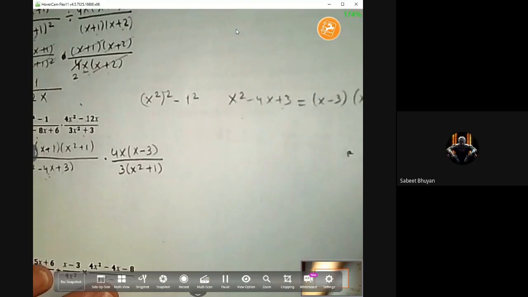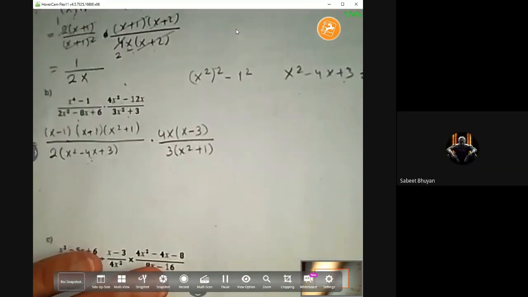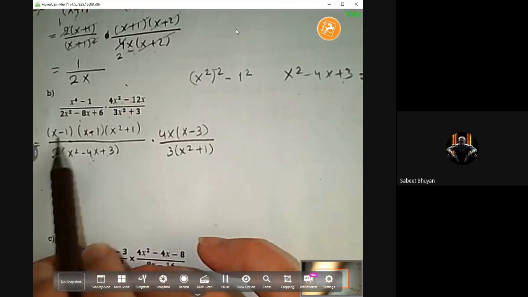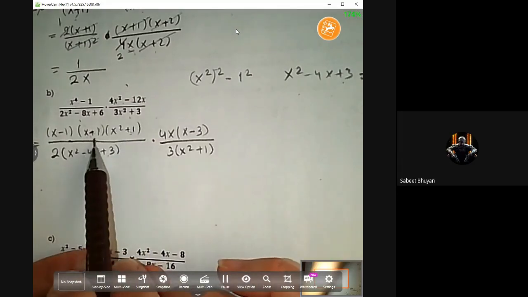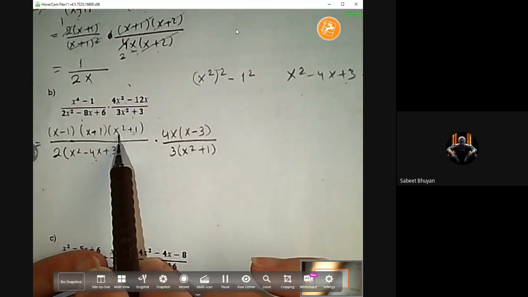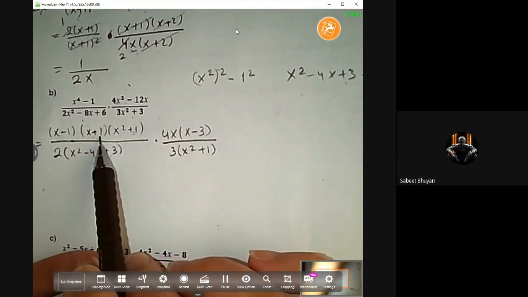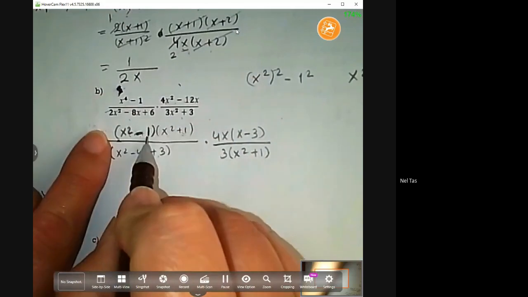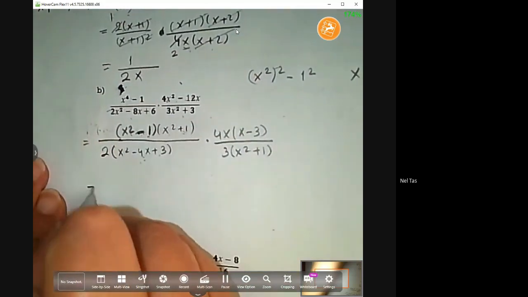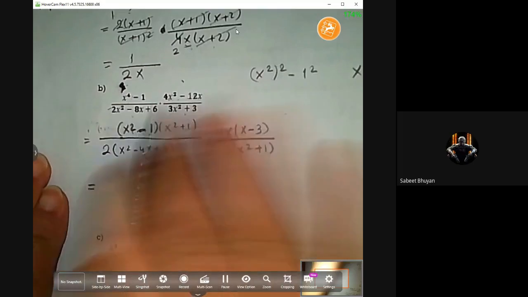Wait, Miss Taz, I have a question. Yeah. So you wrote x minus 1 and then x plus 1 and then x squared plus 1. Couldn't you, instead of writing x squared plus 1, just have written x squared in the first two brackets? Because it was originally x squared minus 1, right? It was x squared minus 1, and that was another difference of squares. Maybe I should take another line and do it.